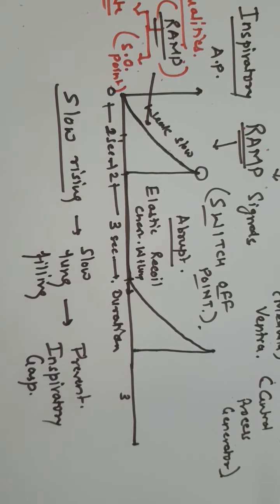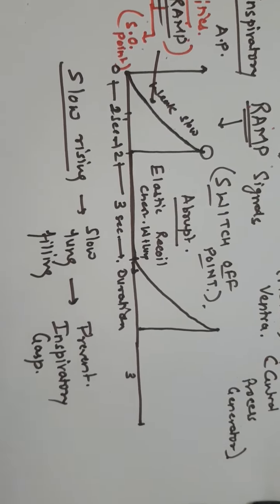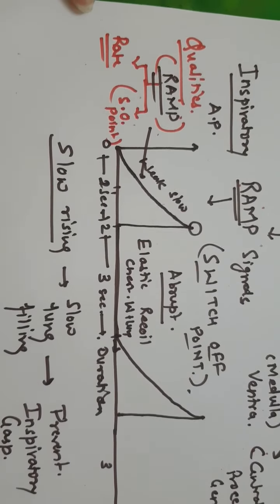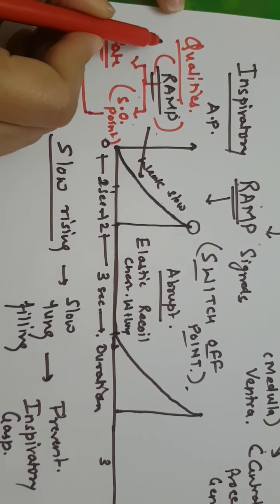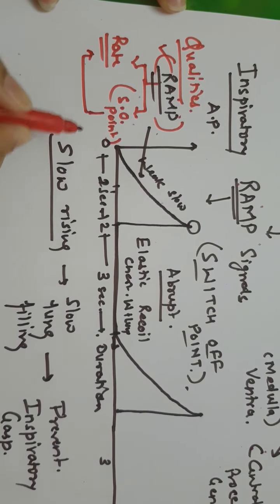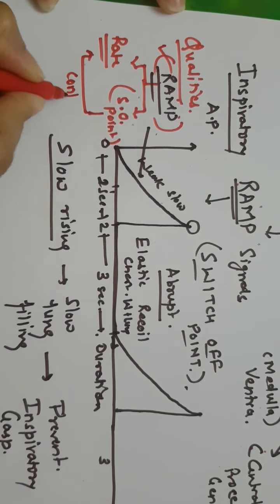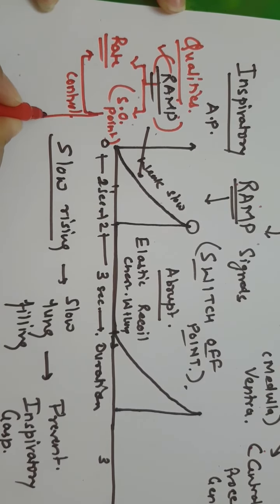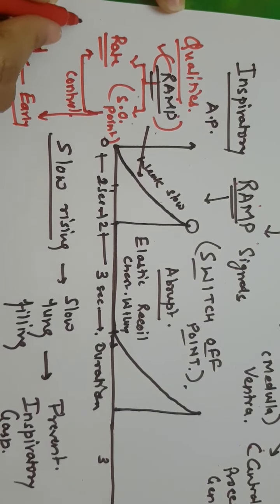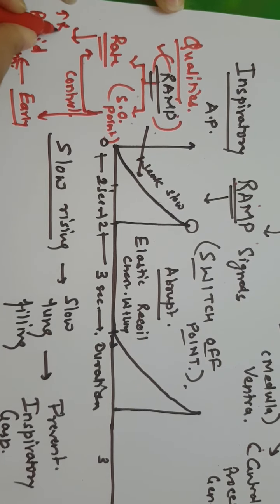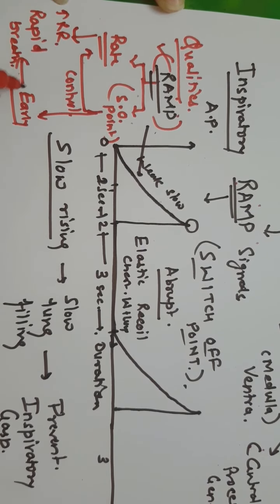The rate or the stoppage point give the quality of the ramp signal. So the switch off point will control the rate. If there is early stoppage, there will be rapid breathing. If there is rapid breathing, it means the respiratory rate is increased. So early stoppage will cause increased respiratory rate.